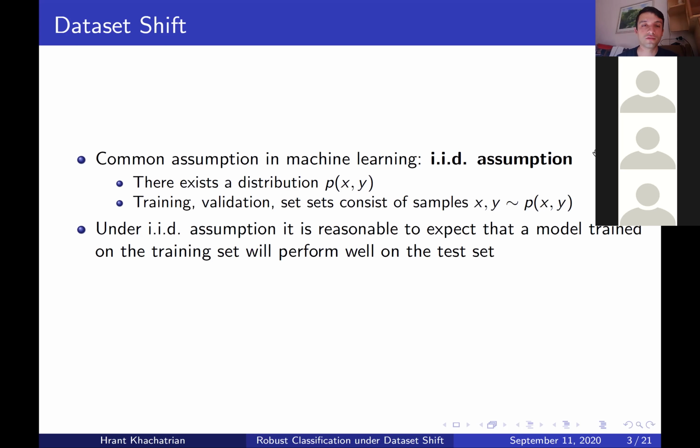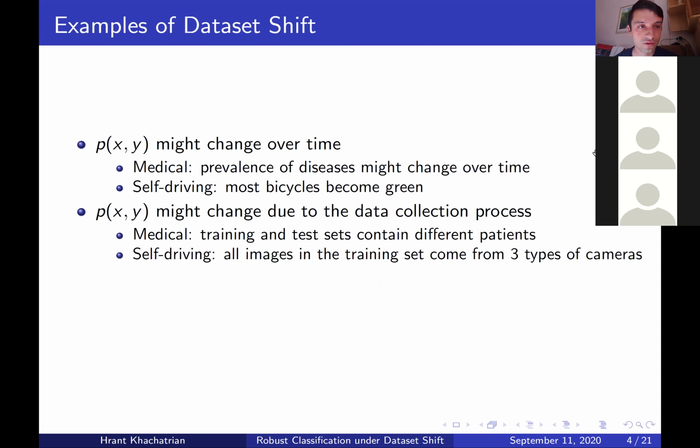Okay, so this is a very nice assumption, and under this assumption, it is reasonable to expect that if you have a model which is trained on the training set, it will perform well on the test set also. And most of the machine learning research, both in theory and practice, is based on this IID assumption, even sometimes without explicitly mentioning it. The problem with this is that this assumption rarely holds in real-life scenarios. So what can go wrong here?